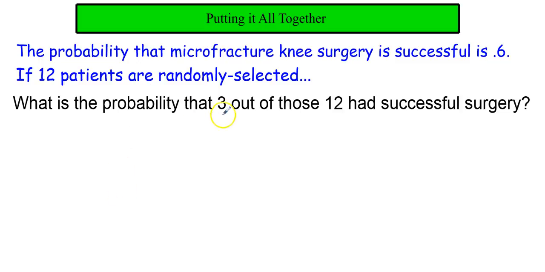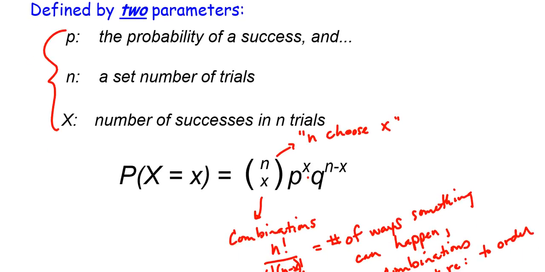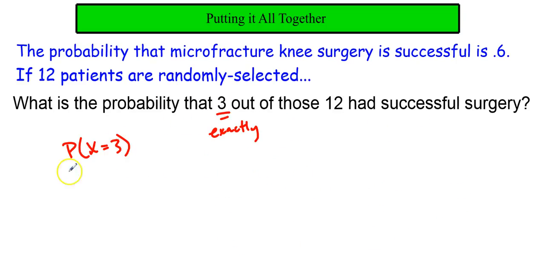So the first one, what's the probability that exactly 3, and you'll see why this is important in a second, exactly 3 out of 12 had successful surgery. So what we want to know is the probability that X equals 3 successful surgeries in this particular case. The nice thing is we don't have to use this nasty formula in order to calculate the probability. There's actually a calculator function, and that's what we're going to use. So this is a binomial distribution, and in this particular case, we're looking at calculating a particular probability. So we're going to use the binom PDF function.